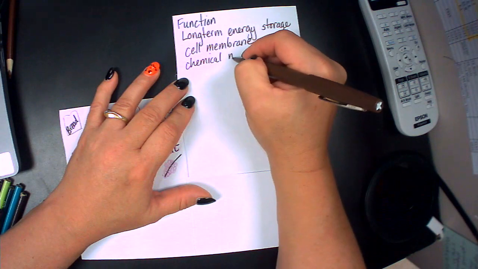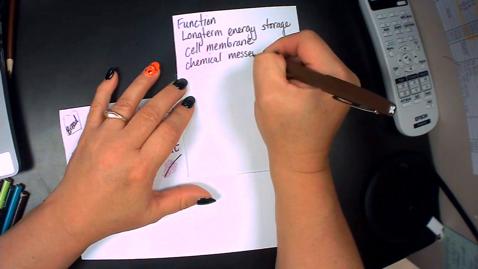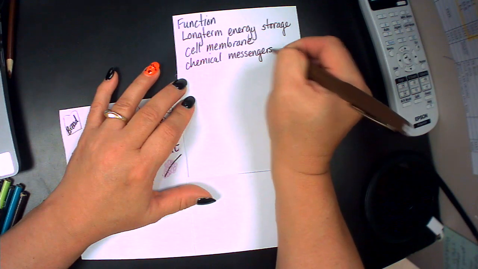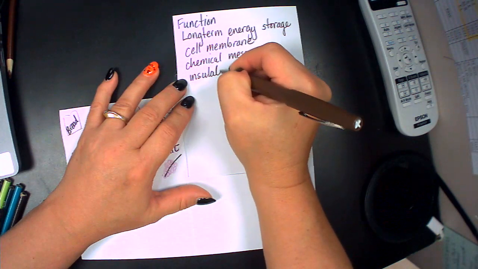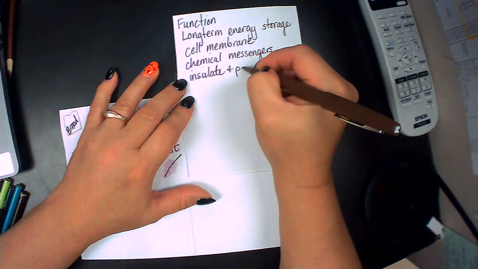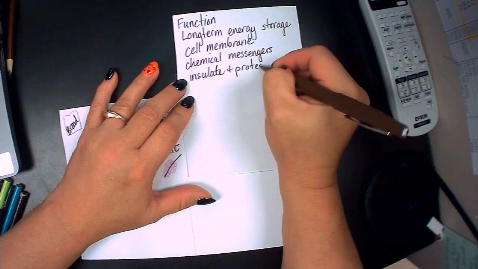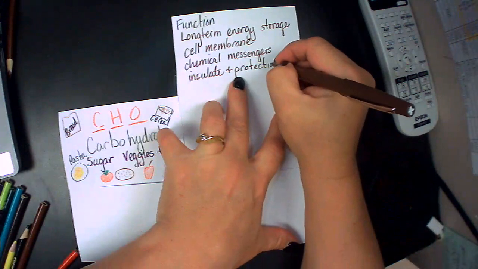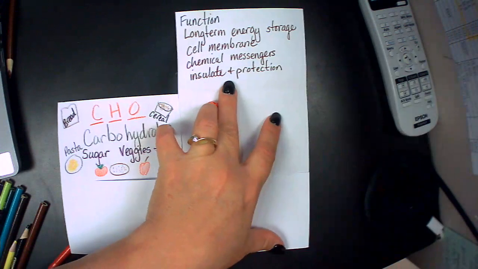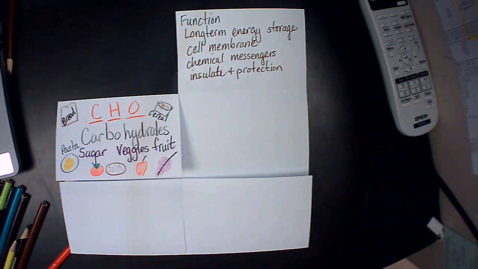Okay. Messengers. And they insulate and protect a whole bunch of stuff in our body. Okay, protection. So fats are super important in our bodies.